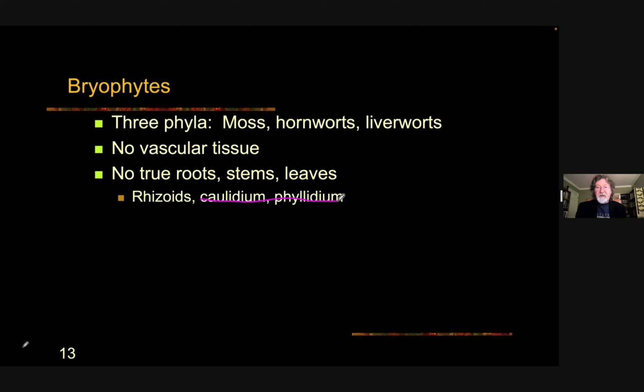Just know that their stems and their leaves, due to the lack of vascular tissue, are not true stems or leaves, but we'll still retain the rhizoids. The rhizoids do not have any absorptive properties. They are usually just anchorage. All right? Waxy cuticle, that's an apomorphy for the plants, period.